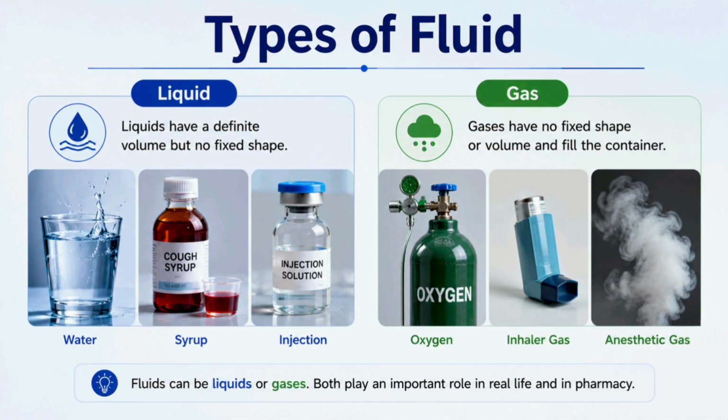Some fluids flow easily while others resist the movement. This resistance is called viscosity. The type of fluid affects how it is handled in industries. Okay. So real life examples are a water bottle containing a liquid and a balloon containing a gas. And pharmaceutical examples are injectable solutions, which are liquids, and nitrous oxide used in the hospital, which is a gas.